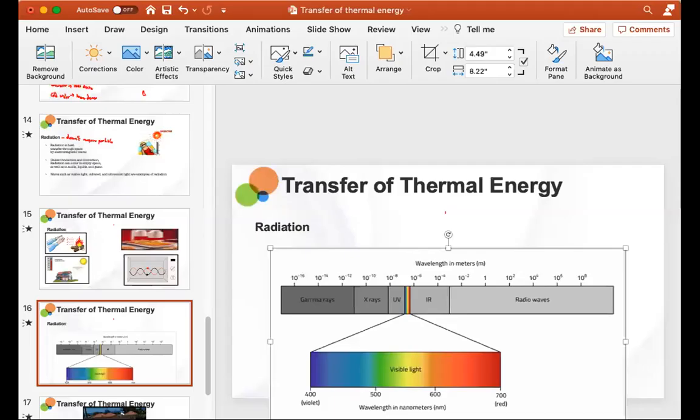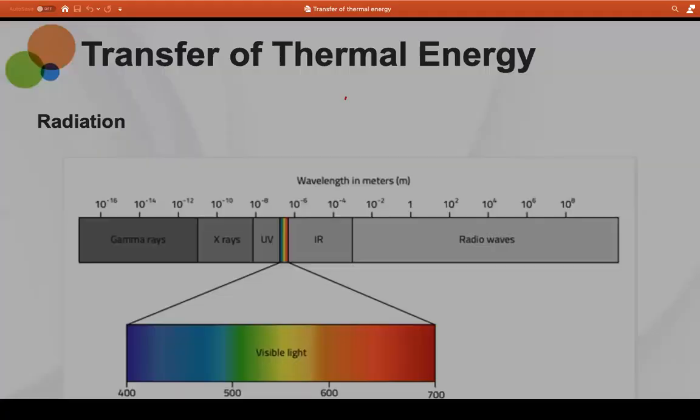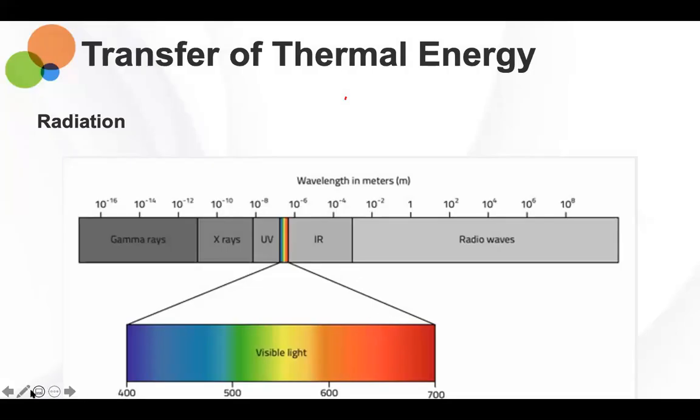All right, so here it is. The visible light, if you can observe, is a small section here. So you have many different wavelengths of light, or this is the electromagnetic spectrum.